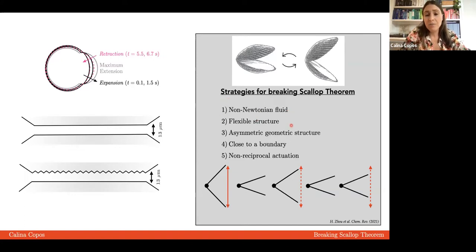Flexible structure. Okay, for example, this is how flagellas move. This is how sperm moves. It has a flexible flagella. Asymmetrical geometric structure. Okay, close to the boundary. We thought we were. And then a non-reciprocal actuation. So I'll come back to this. So flexible structure and non-reciprocal action. So we did what we could to the environment, we think.